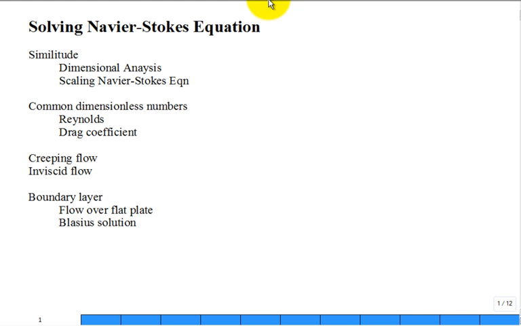So I want to spend a little time talking about the Navier-Stokes equations. When you hear the term Navier-Stokes, what does that mean to you? It could be 3D. It's not necessarily only 2D.